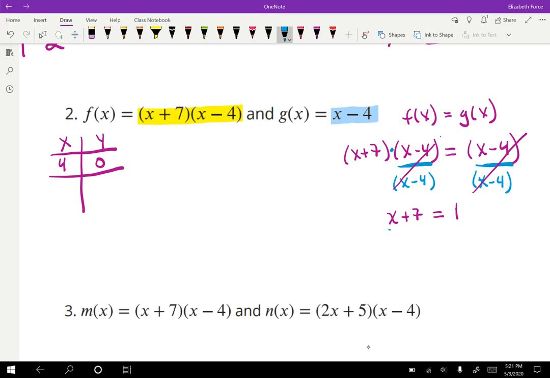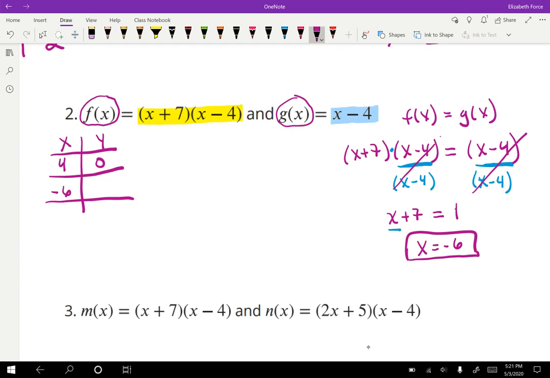What number plus 7 gives me 1? It's got to be a negative number, negative 6. So that brings me to another point of intersection, which is going to occur when x is negative 6. You can plug it back into either function. You can plug it back into f of x if you wanted to, or you can plug negative 6 back into g of x to figure out where it's going to cross at the y coordinate. I'm going to choose g of x because it's easier. So when I plug negative 6 into g of x, you're going to get negative 6 take away 4, which is a negative 10.